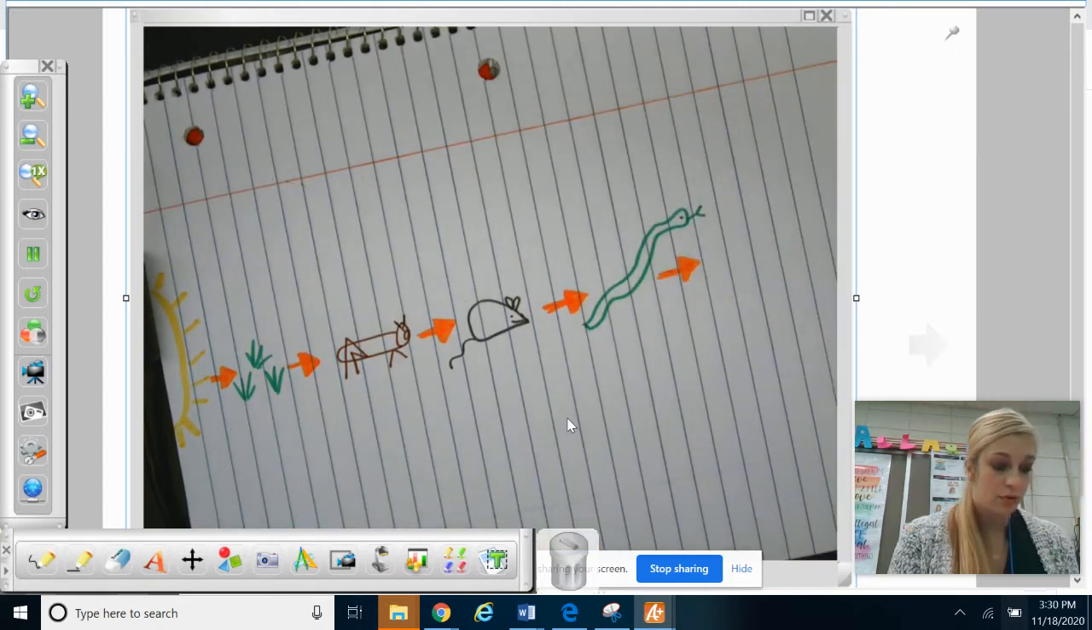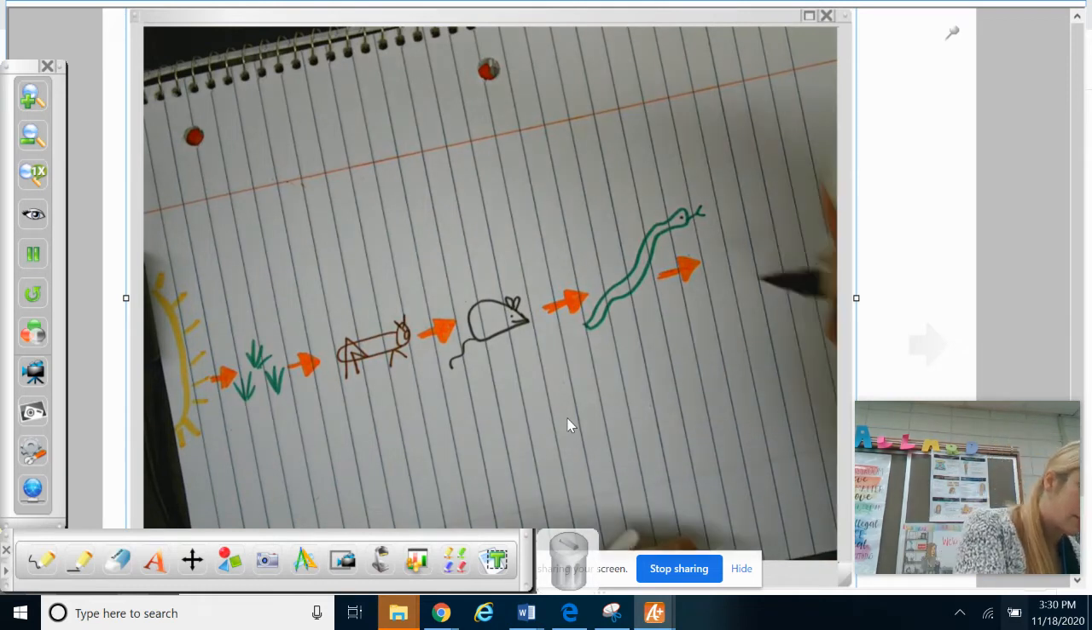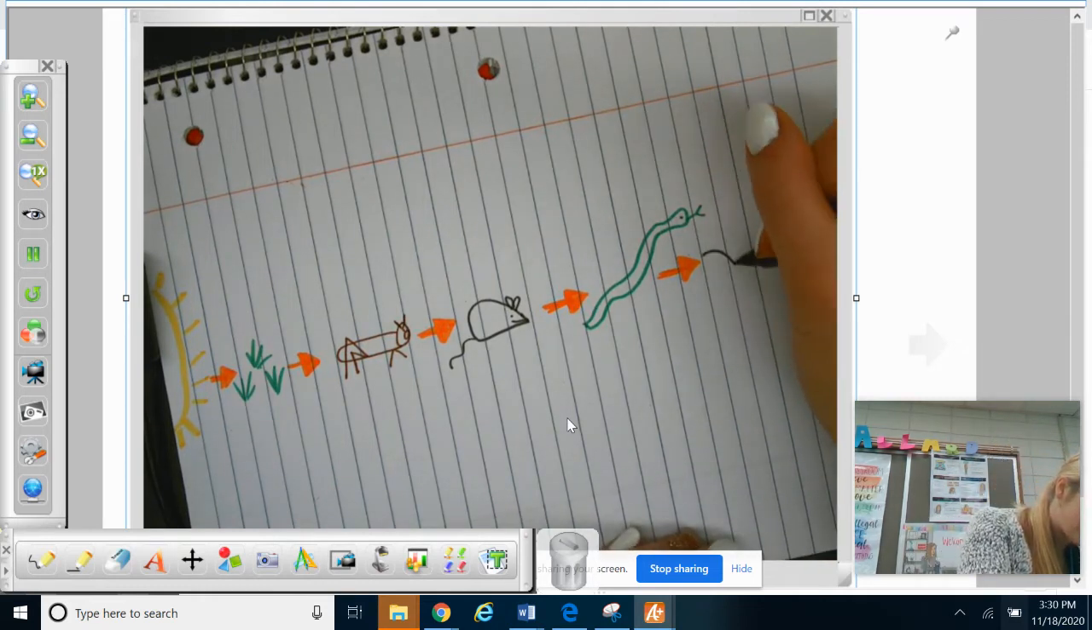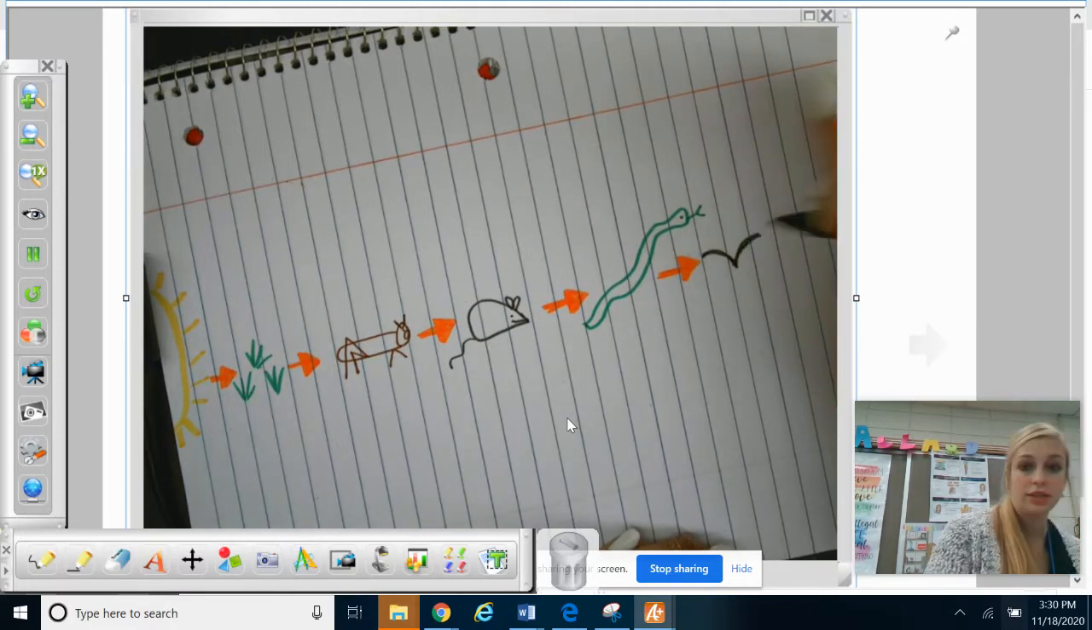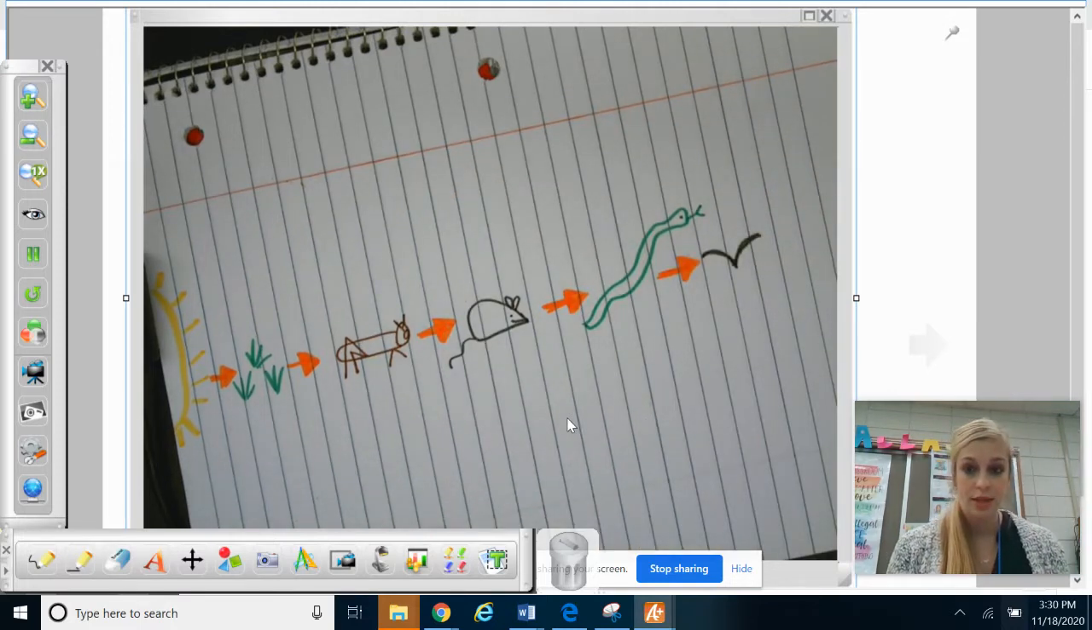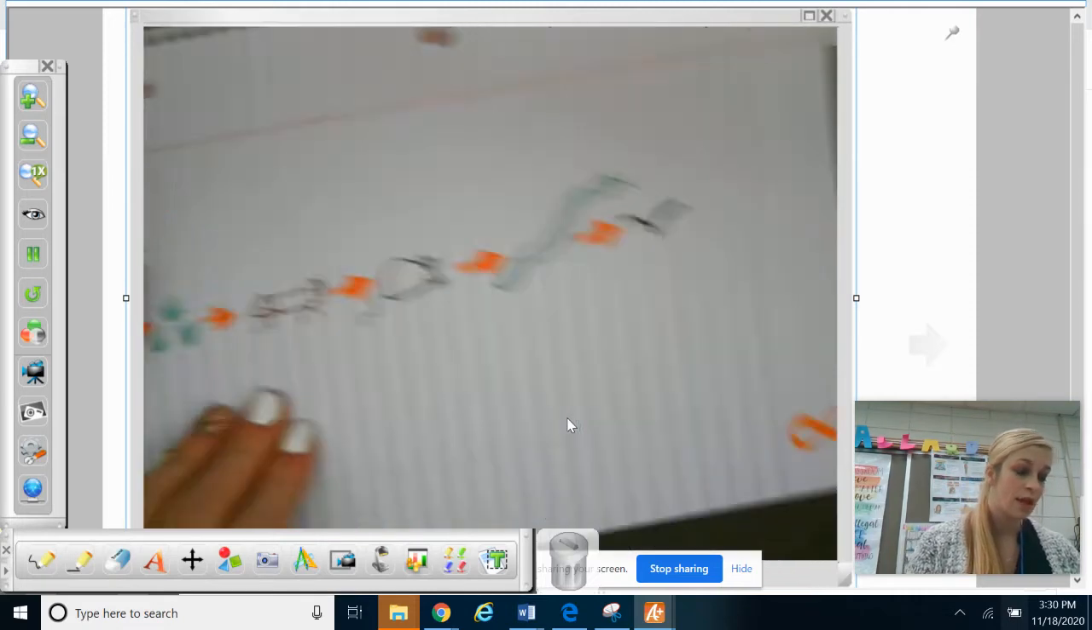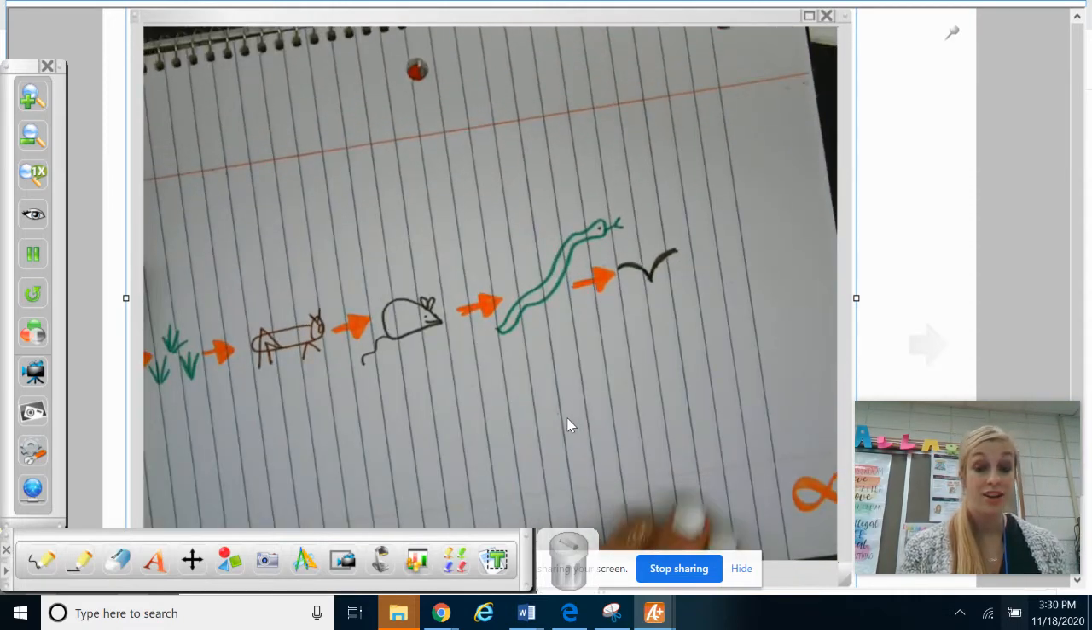And the snake is going to give its energy to a hawk. And I'm supposed to draw a real bird, but I can't do it. I can't draw a hawk. So this is the best I can do. You know, like the little easy elementary school bird. That's my hawk.